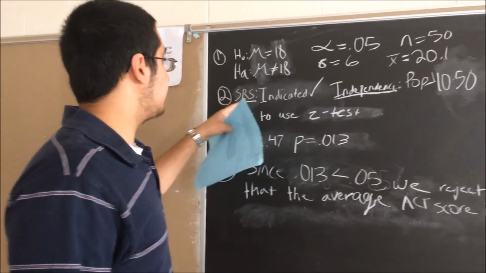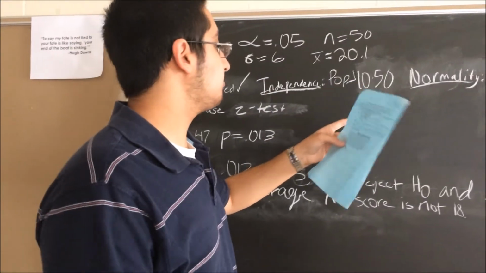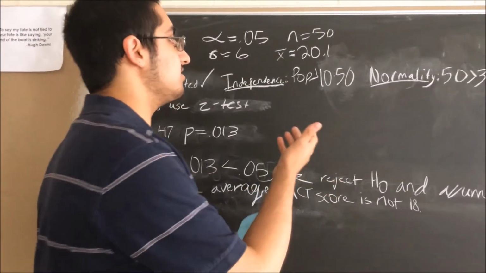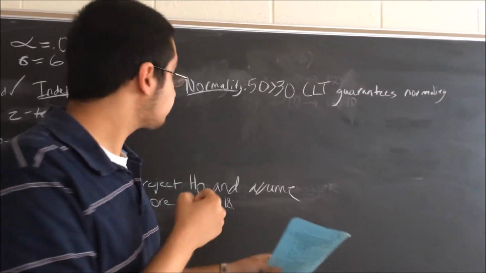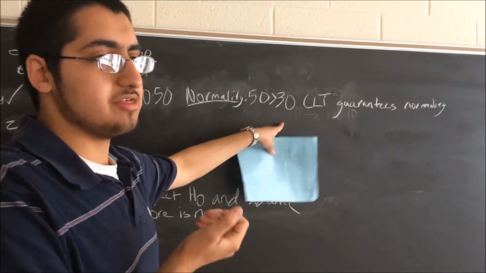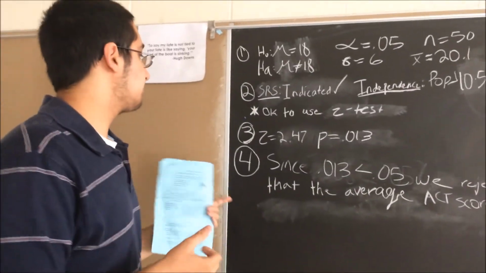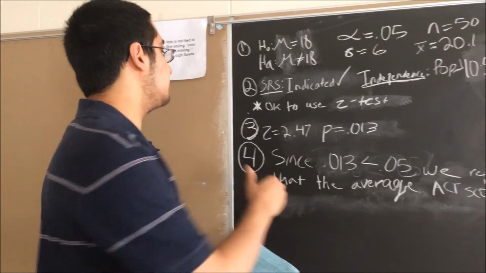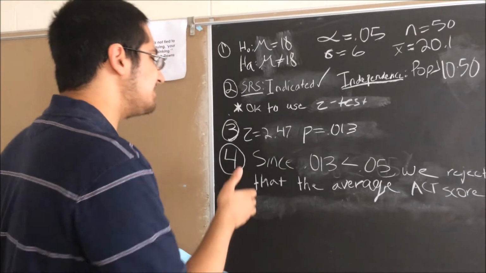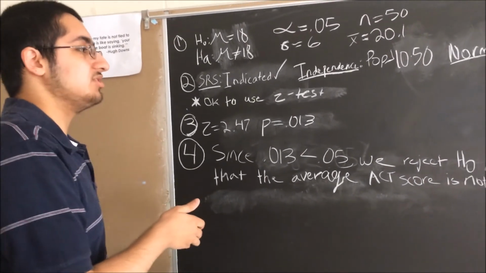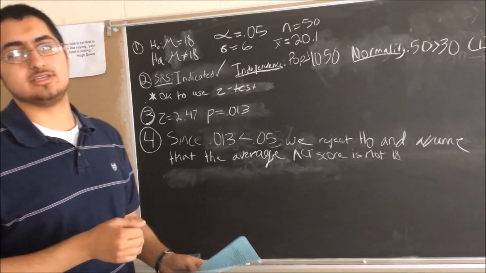So for our conditions, the SRS is indicated in the question, as I read before. For the independence, the population of students who take the ACT is obviously greater than 10 times 50. And for our normality, we use the central limit theorem because this is a z-test. So 50 is obviously greater than 30, so we're good over there too. So in this case, it's okay to use a z-test. Once we do a z-test in our calculator, we can see that z equals 2.47 and our p-value equals 0.013. And since 0.013 is less than 0.05, we reject the null hypothesis and assume that the average ACT score is not equal to 18.